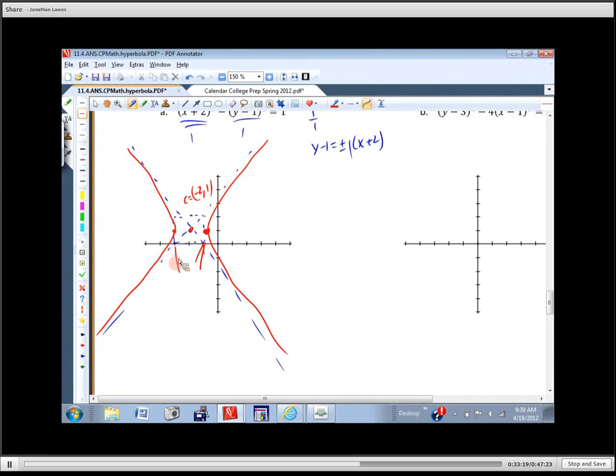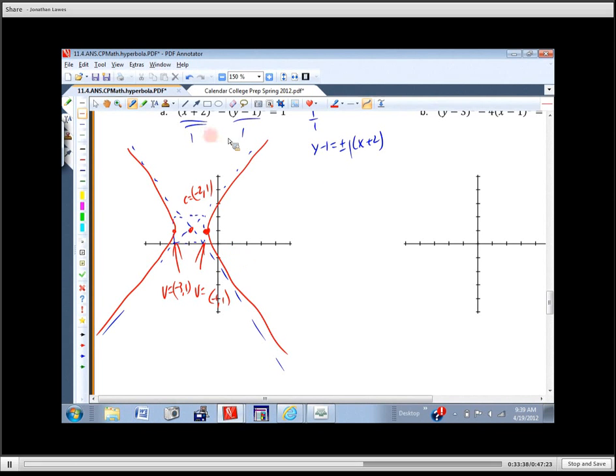That vertex there and that vertex there, we got to get both of those. So this one is, we went forward 1, so that's going to be -1, 1. We went back 1, so that's going to be -3, 1. And then we're going to have a focus in here somewhere. So let's figure out where the focus is.